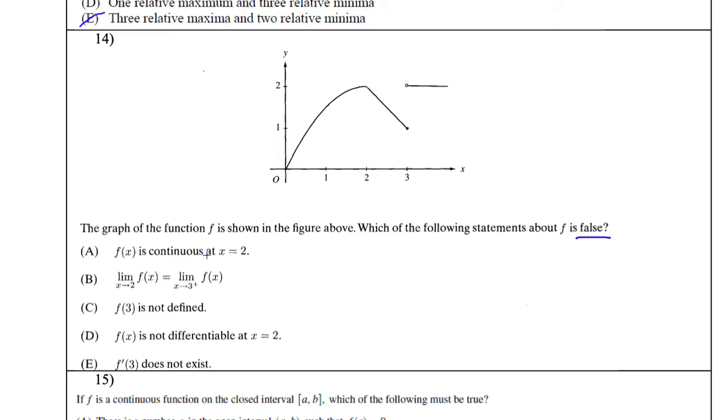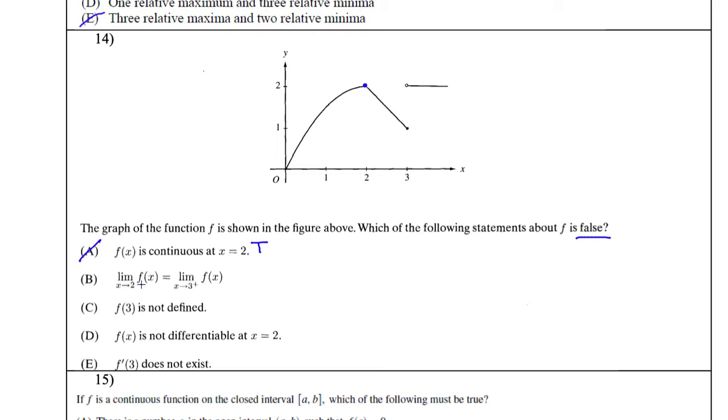F of x is continuous at x equals 2. At x equals 2, the informal definition is that continuous means I don't have to pick up my pencil. If I'm discontinuous, I have to pick up my pencil somehow. So do I have to pick up my pencil? No, I hold it down and it's fine. So that is a true statement, so that's not the answer. I'm looking for something that's false.